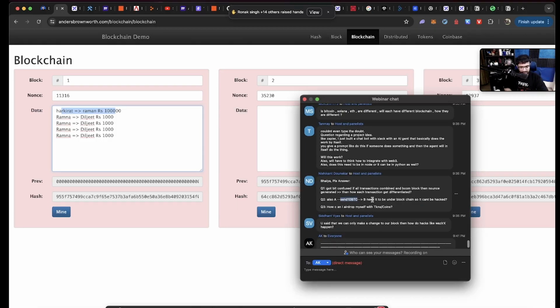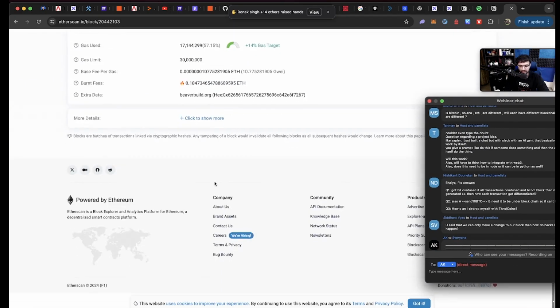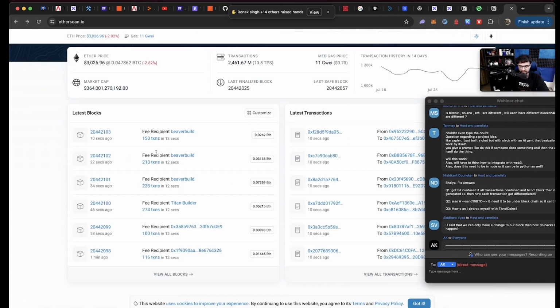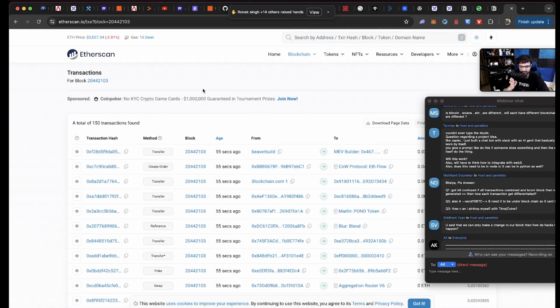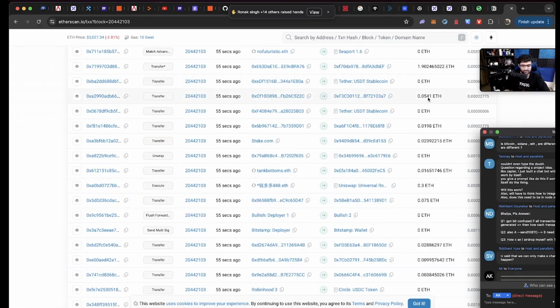Also, send BTC from C to B needs to be under the blockchain, so it can't be hacked. Send BTC needs to be under the blockchain. It is a transaction inside your block. If I was showing Etherscan, this is what an Ethereum block looks like. If I open the block, it has a bunch of transactions. If I click on these 150 transactions, I will see all of these transactions. Some of these transactions are 0.0514 ETH transferred from this guy to this guy. So this is a block.